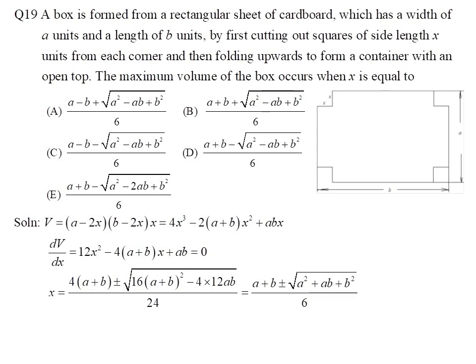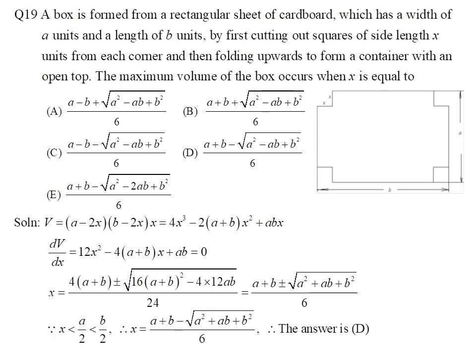Therefore, x equals a plus b plus or minus the square root of the sum of a squared plus ab plus b squared, then all over 6. Since x is less than a over 2, which is less than b over 2, x equals a plus b minus the square root of the sum of a squared plus ab plus b squared, then all over 6. Hence, the answer for question 19 is D.